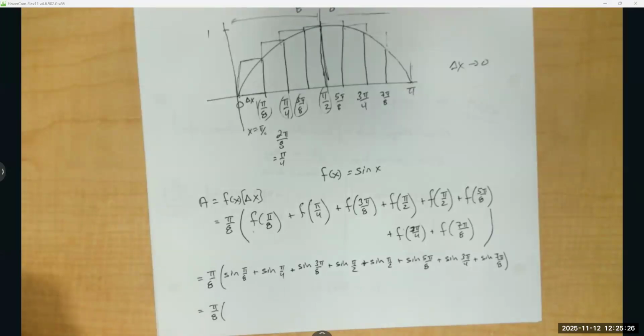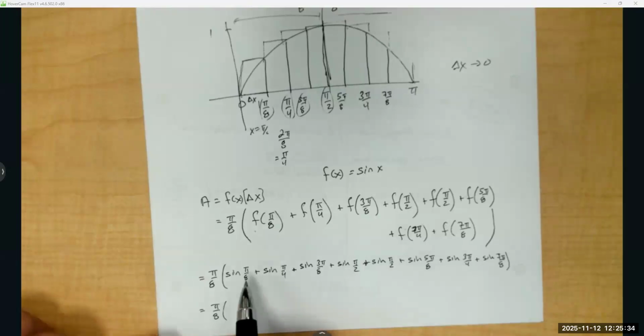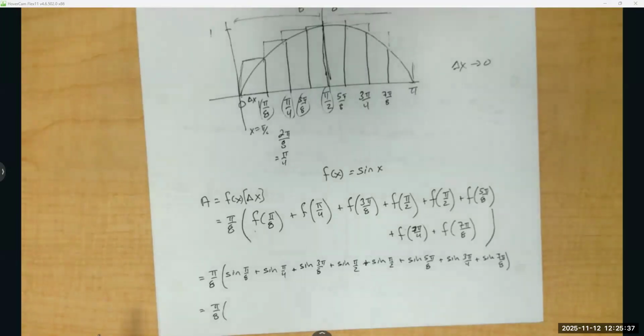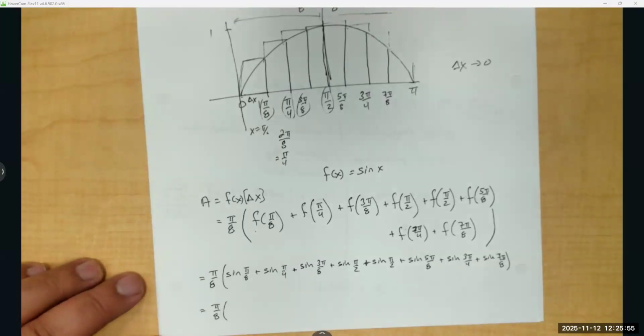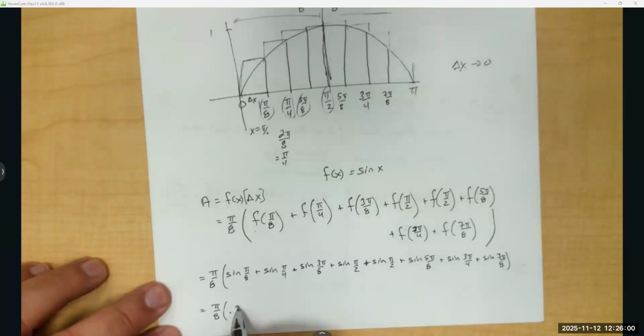Out of all these, only 2 of them are easy to do. Sine pi over 2 equals 1. So what is sine pi over 8? That's when you need your calculator, because it's going to be an intermediary point close to 0, or close to 1, or close to 0.5. What is sine 5 pi over 8? Yeah, 0.38. Sine pi over 4.